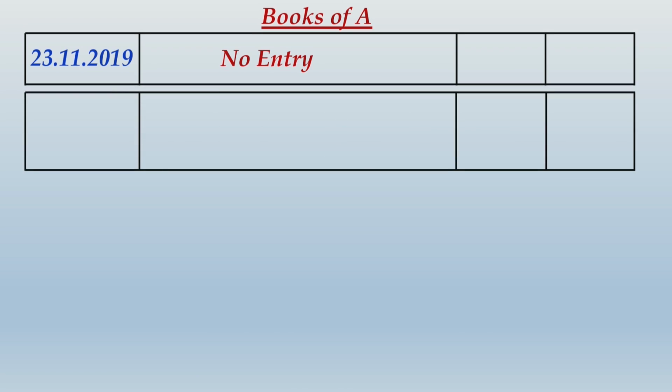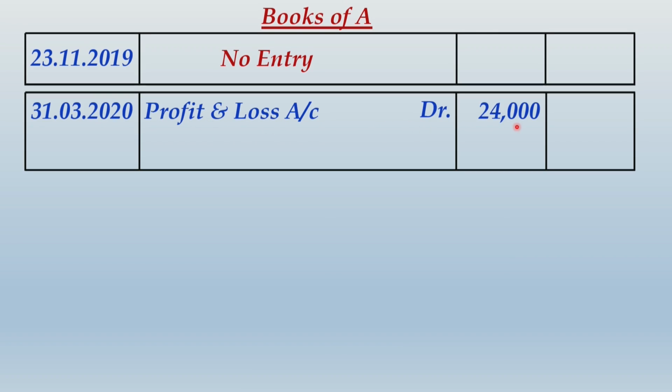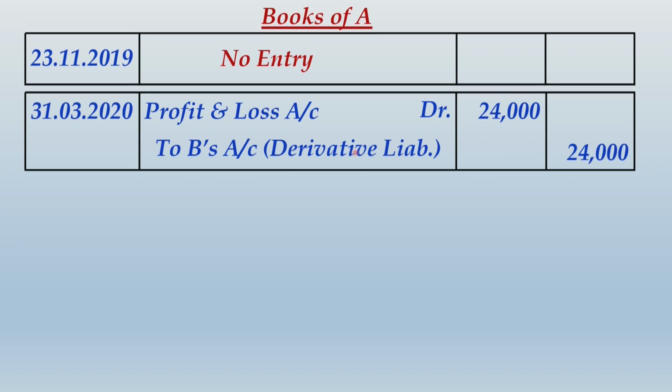As a result, what you will do is, the change in price from rupees 160 to rupees 154 between the trade date, that is 23rd November 2019, to the reporting date, that is 31st March 2020, there will be a change in price from 160 to 154. As a result, there is a loss of rupees 6 per share. Multiplied by 4,000 shares, there will be a total loss of rupees 24,000, and this 24,000 loss will be recognized against a corresponding derivative liability, and that goes to derivative liability, that is B's account.